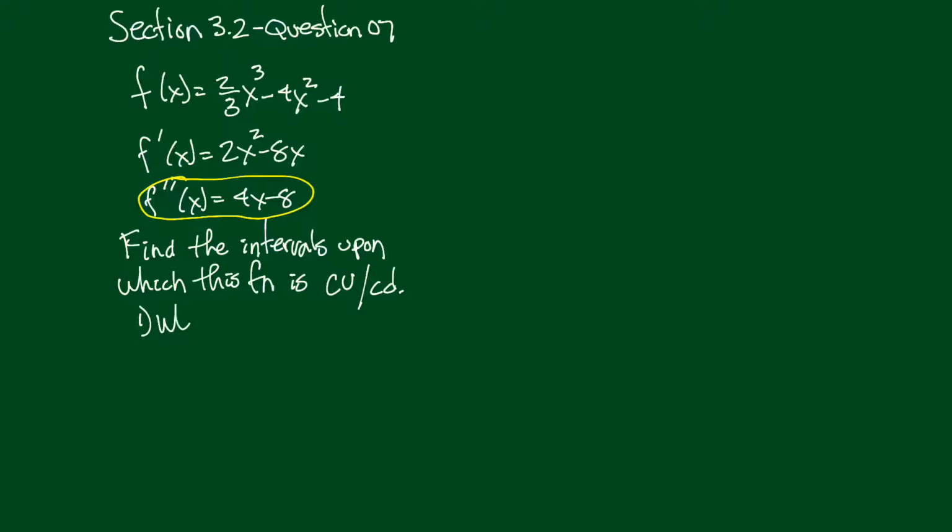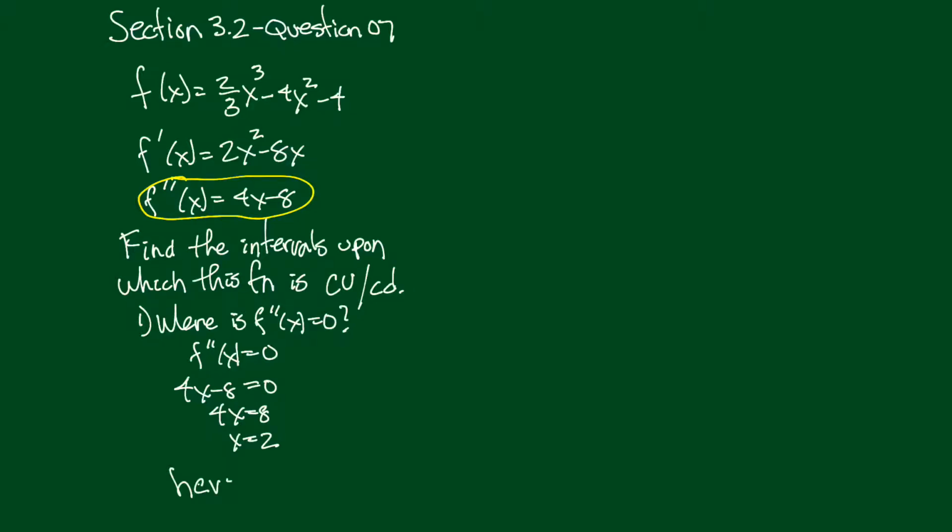So number 1, where is f double prime of x equal to 0? We don't need to ask the second question, right? Because the function itself is a polynomial, always smooth and continuous, no cusps or corners, no sharp points. So we're going to get f double prime of x equal to 0, which tells us that 4x minus 8 is 0, 4x equals 8, x equals 2. There is one hypercritical value here at x equals 2.